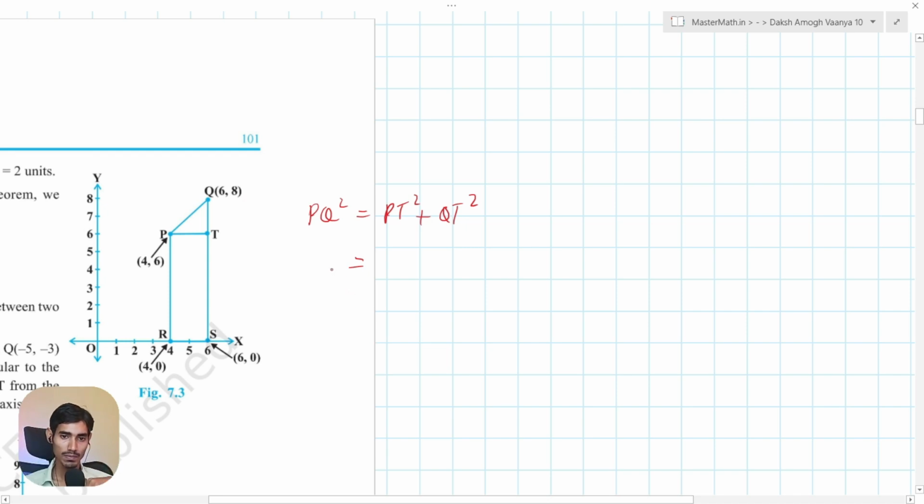So equal to 2 square plus 2 square is equal to. How 2 square? Where is 2 square? How did you find 2? Anyone else? What would be the length of PT? What would be the length of QT? Sir, the length of PT and QT is 2. How? That's the question.